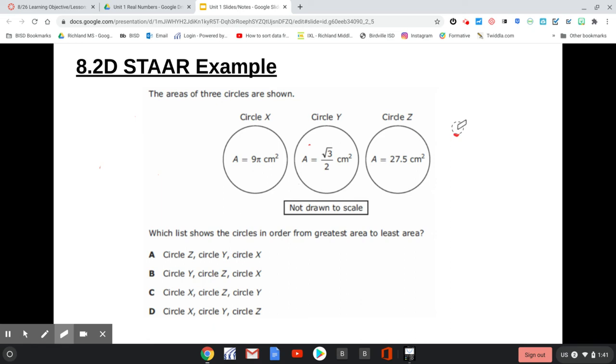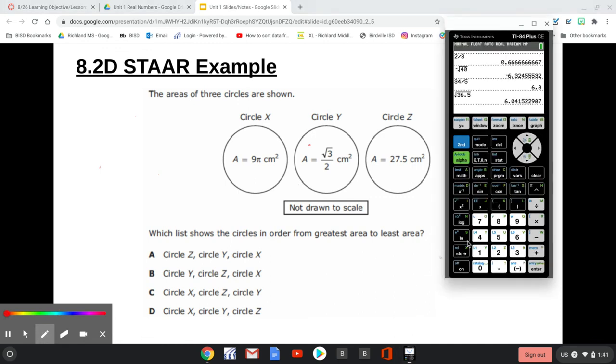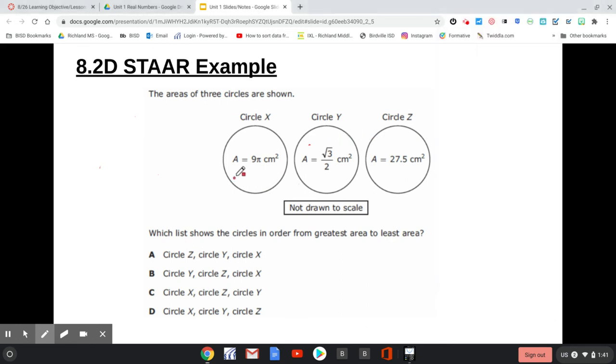Okay, let's convert this. So this first one is 9 times pi. So let's do that in the calculator, 9. And here's your pi symbol. You're going to hit second, and let's see. There it is. Second, hat. That gives you the pi symbol. Enter. 28.27. So I'm going to write that here, 28.27.